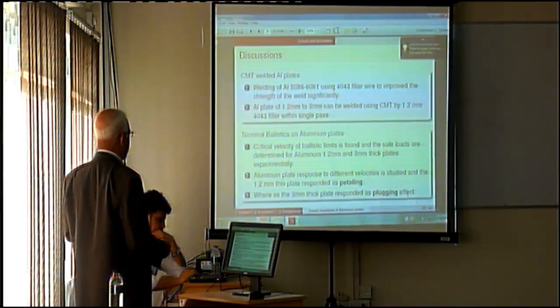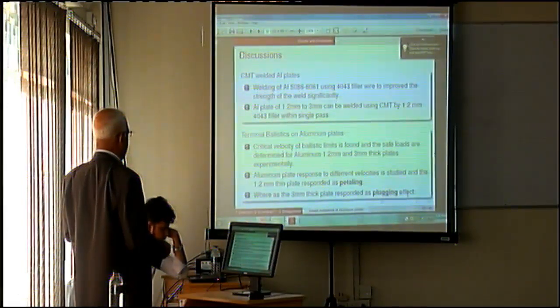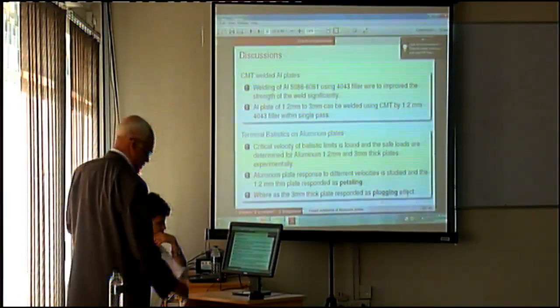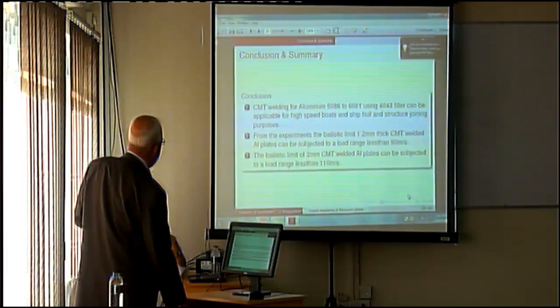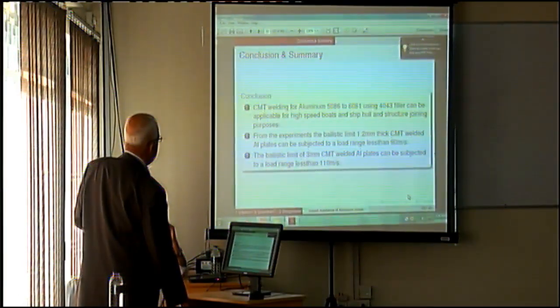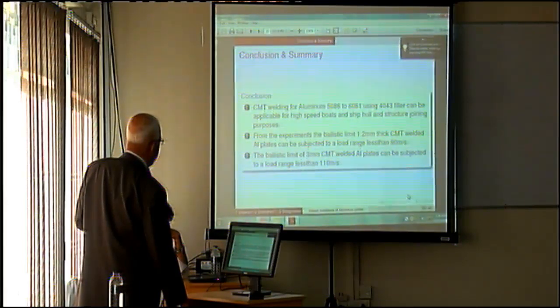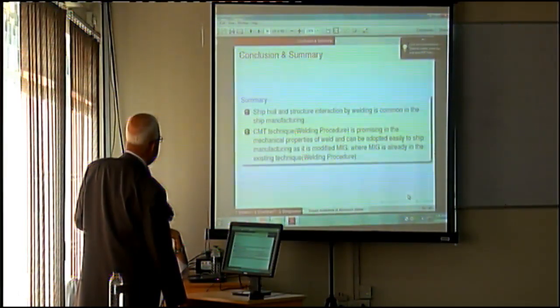Aluminum plate response to different velocities was studied, and the 1.2 mm thickness plate responds with petaling, and the 3 mm with a plugging effect, and it is feasible. Aluminum can be subjected to a load range of less than 90 meters per second, and the ballistic limit of 3 mm CMT welded aluminum plates is a load range of less than 110 meters per second.